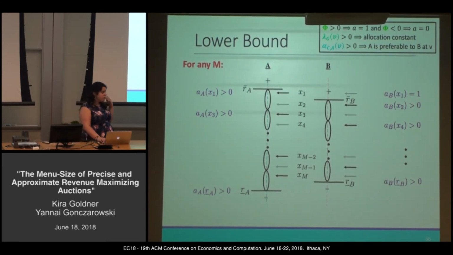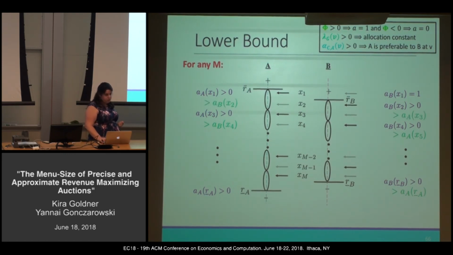Then from the bottom, I do the reasoning upward saying, okay, I set whatever I set here, what do I have to set over here to have them be equally preferable at xm? It's got to be strictly larger. And I reason all the way back up saying that it's got to be strictly increasing at each of these points that I hit.